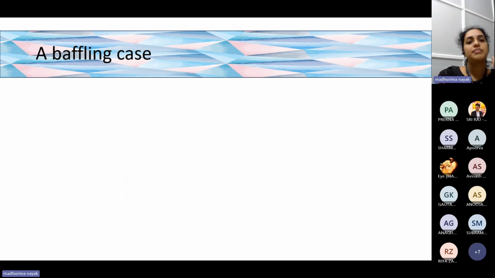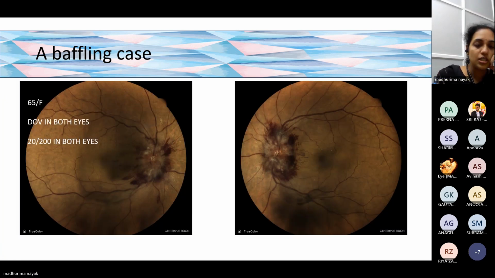So we have a small baffling case. There was a 65-year-old lady who presented to us with diminution of vision in both eyes, which was 20/200 almost. Can anyone of you describe what you're seeing here? Disc is hyperemic. Margins are blurred, with peripapillary splinter hemorrhages. Yes. So this hemorrhagic component is much more pronounced in this case compared to the others, right?